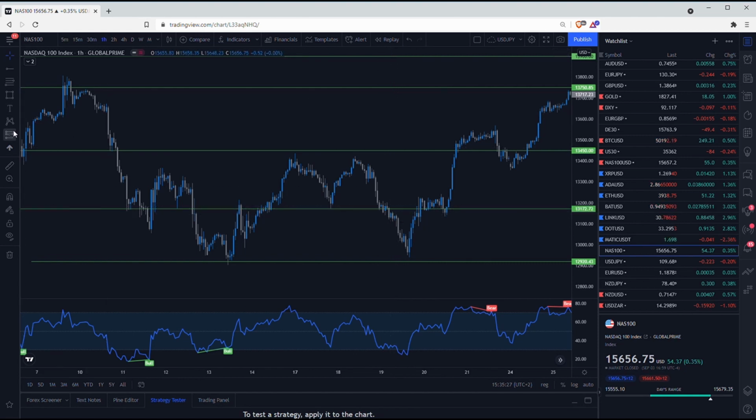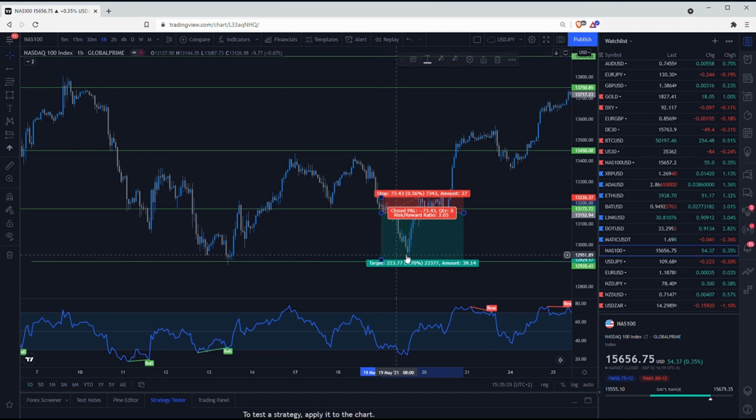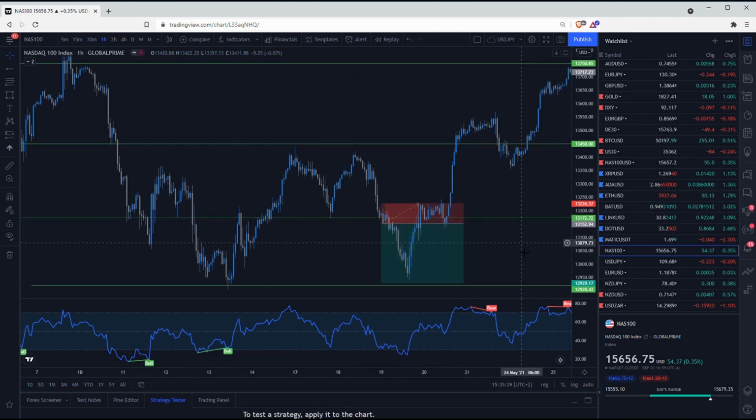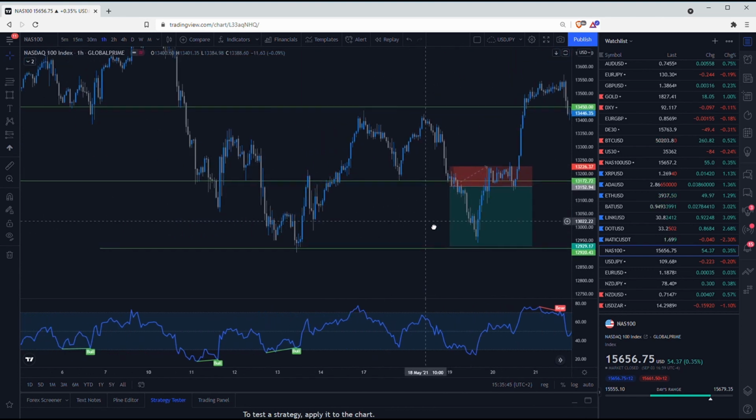So that's where my entry would be, right? So my entry would be somewhere here, right? With a stop loss up here and a take profit down here, right? Perfect. 3 is to 0.5, right? That's a perfect example of a sell, right?